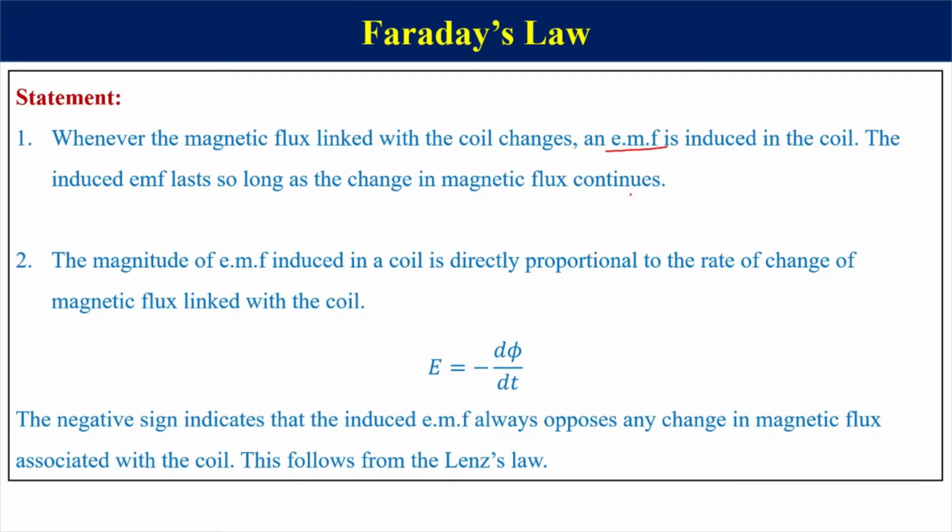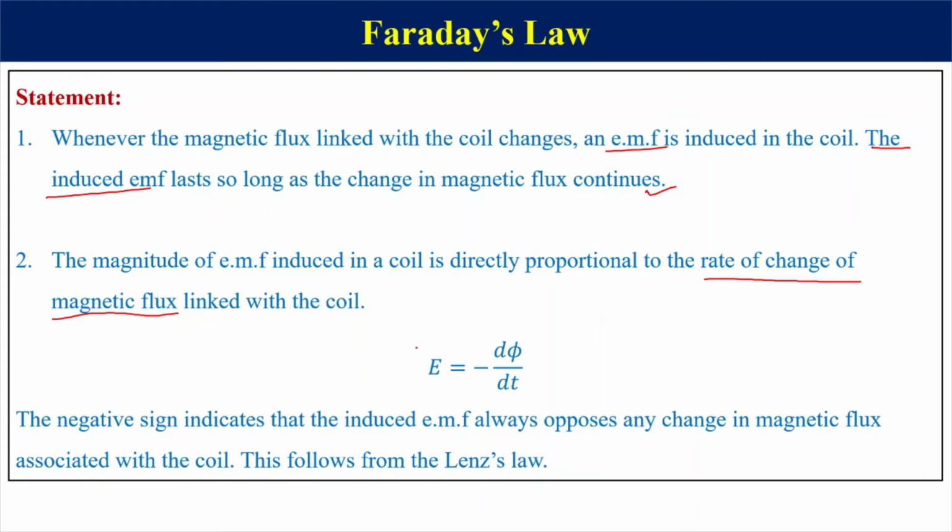So whenever you stop the magnet, it no longer moves, or the velocity of the magnet becomes zero. In that case, this EMF automatically stops. The value of this EMF is automatically brought down to zero. That is why it is written that the induced EMF lasts so long as the change in magnetic flux continues. Second point: the magnitude of EMF induced in a coil is directly proportional to the rate of change of magnetic flux linked with the coil.